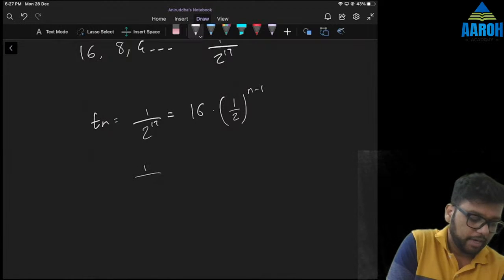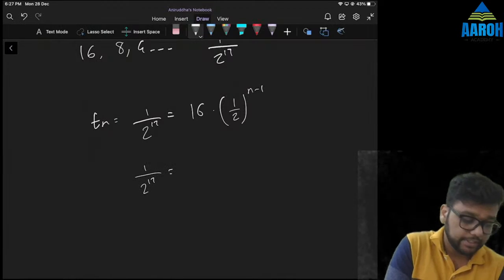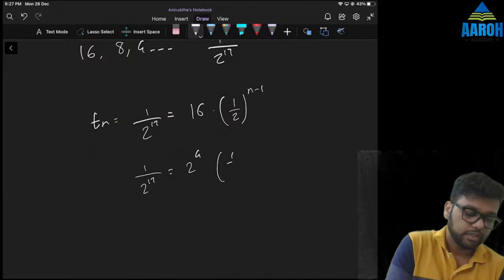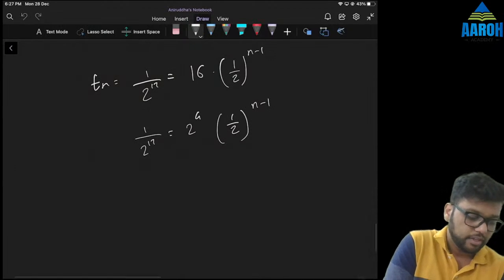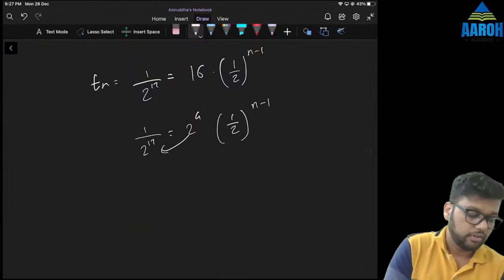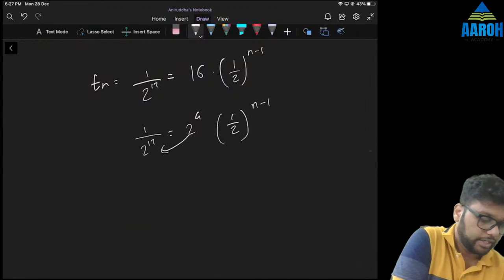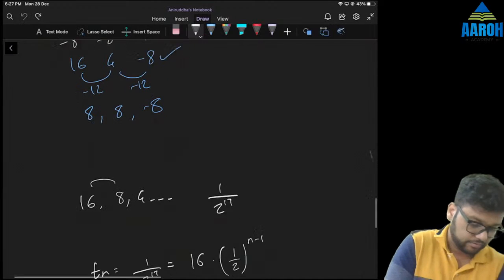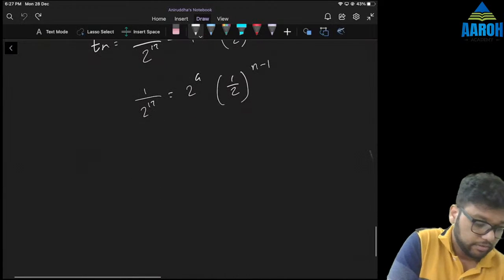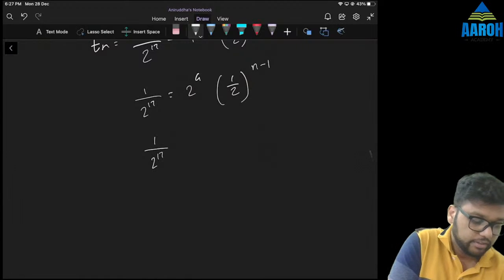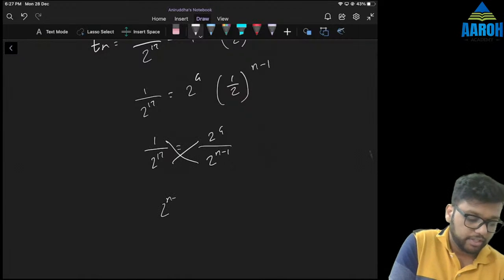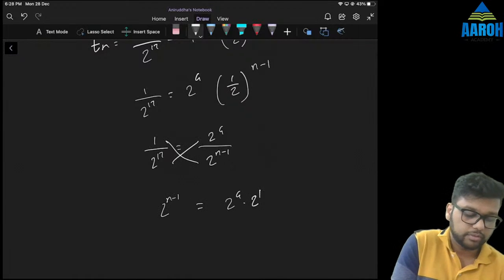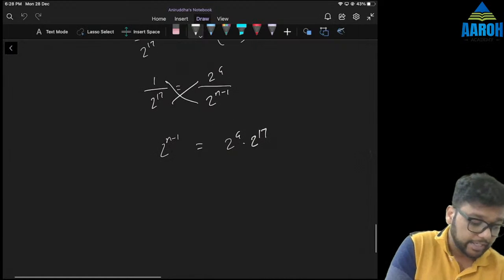So 1 by 2 raised to 17 is equal to 16, which is 2 raised to 4, into 1 by 2 raised to n minus 1. We can write it as 1 by 2 raised to 17 is equal to 2 raised to 4 upon 2 raised to n minus 1. Now let's cross multiply. So 2 raised to n minus 1 is equal to 2 raised to 4 into 2 raised to 17.